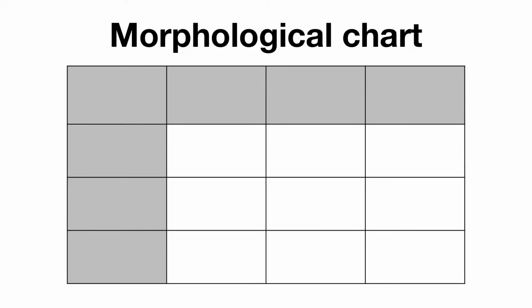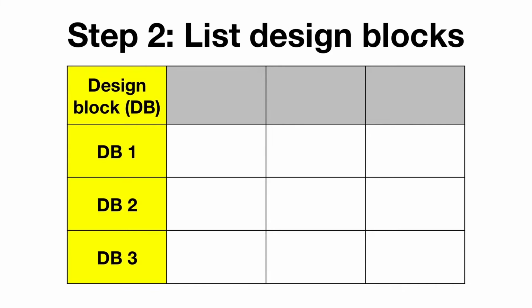So for an example, you might have a design block of handles. You might have a design block of ways to create motion. These design blocks should be high level and reflect the major parts and functions of your expected solution. So you'll make a table and list all of the design blocks or categories along the left-hand side.